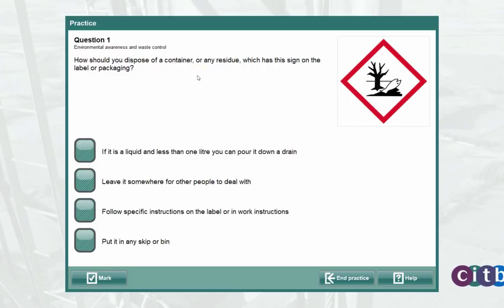How should you dispose of a container or any residue which has this sign on the label or packaging? If it is a liquid and less than 1 litre, you can pour it down a drain. Leave it somewhere for other people to deal with. Follow specific instructions on the label or in work instructions. Put it in any skip or bin.